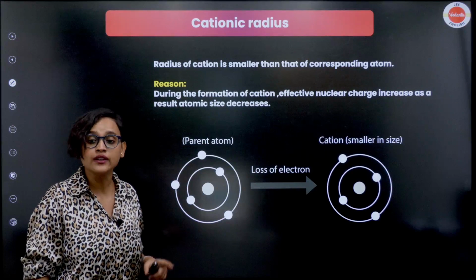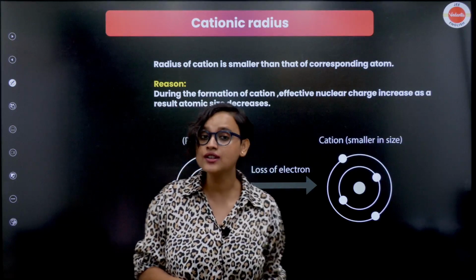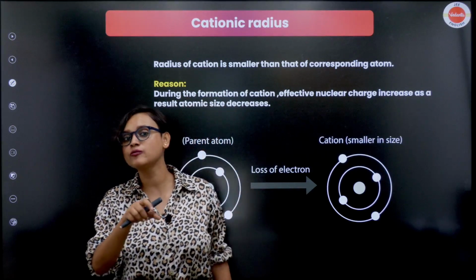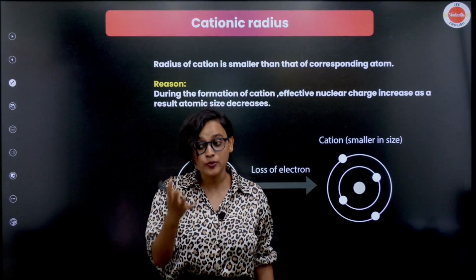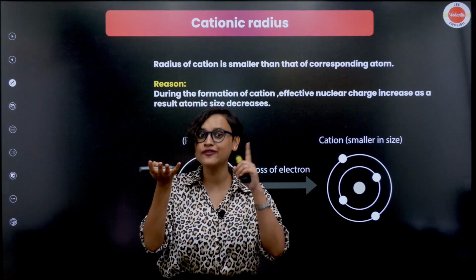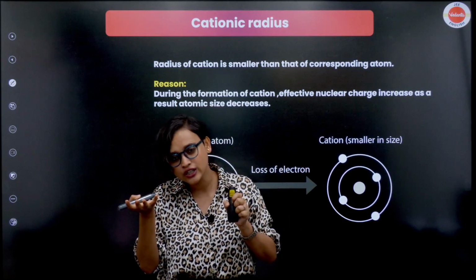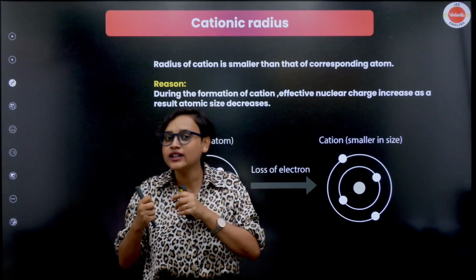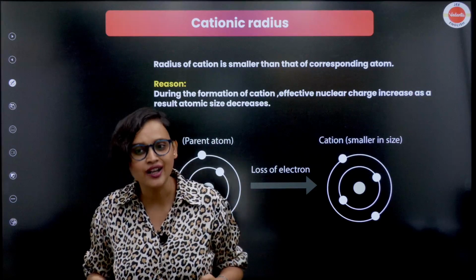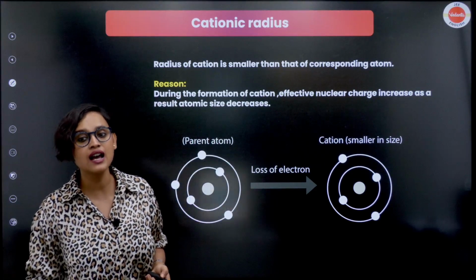Got it? Now we go to cations. Cations have more protons but fewer electrons. Because they have more protons, the Z effective, the effective nuclear charge, is more, and they can bring all the electrons closer, and that's why the cations are smaller in size.